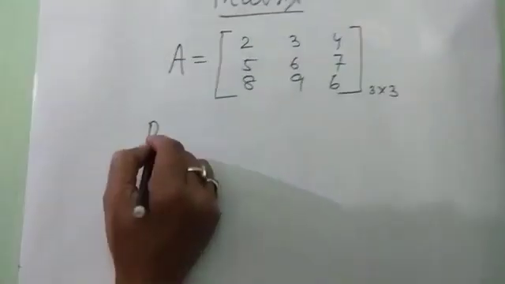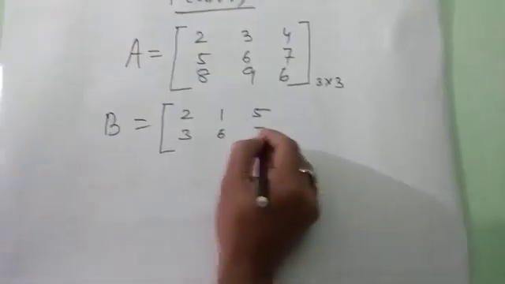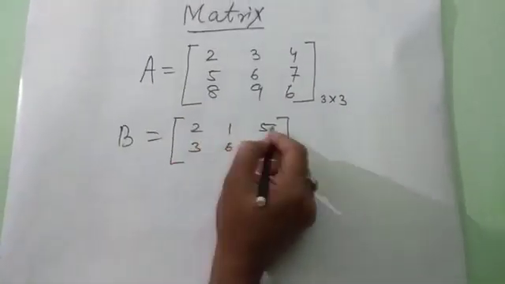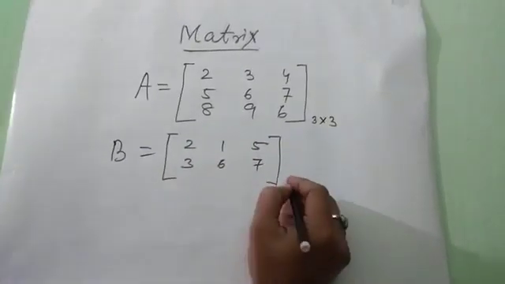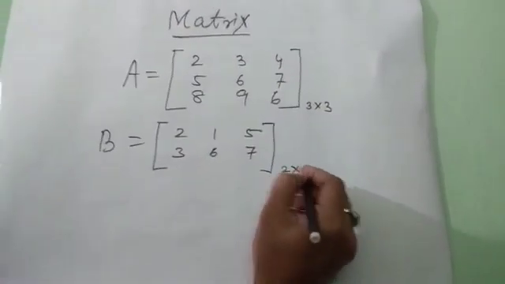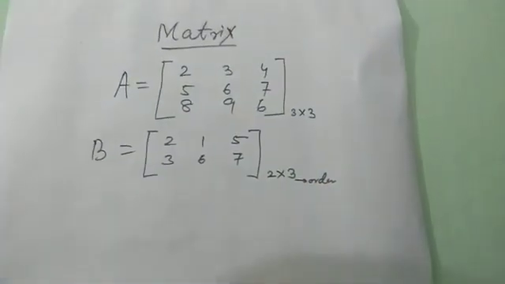If I take another matrix B, and let us take it as 2, 1, 5, 3, 6, 7. Here there are 2 rows and 3 columns. So we'll write 2 rows into 3 columns. So this is the order of the matrix.